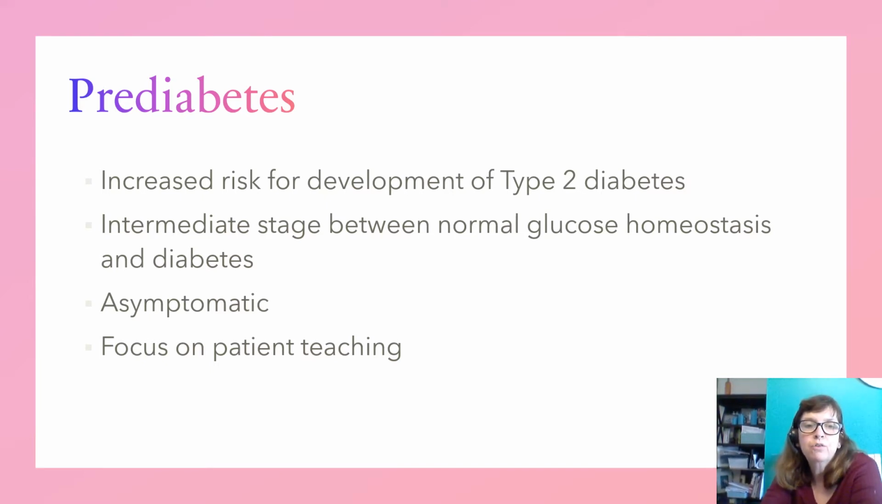With prediabetes, there's an increased risk for developing type 2 diabetes. They have an impaired glucose tolerance test, or impaired fasting glucose, where fasting glucose is usually between 100 and 125. They can have both problems, and there's an intermediate stage between normal glucose homeostasis and diabetes. It's asymptomatic, but long-term damage can already be occurring at the cellular level. Patient teaching is very important. They want to undergo screening for glucose and A1C, learn to manage their risk factors, monitor for symptoms of diabetes, maintain a healthy weight, exercise, and make healthy food choices.